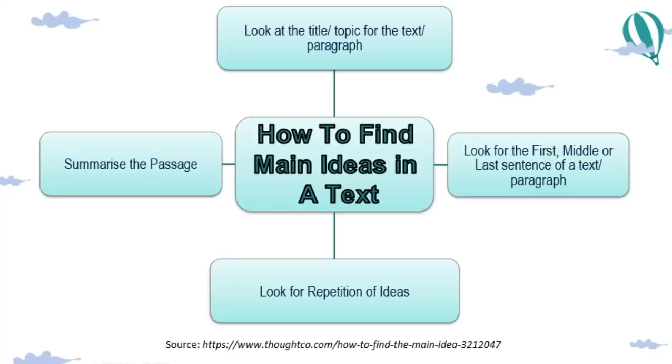If, let's say, the ideas are not stated clearly in the title or not stated clearly in any particular sentences in the text, or you can't really see the ideas being repeated, then another step you can take is to summarize all the details you see in that particular text and come up with a suitable main idea.